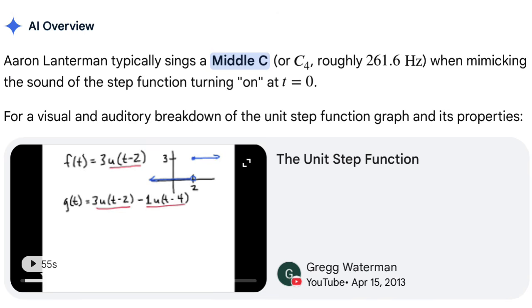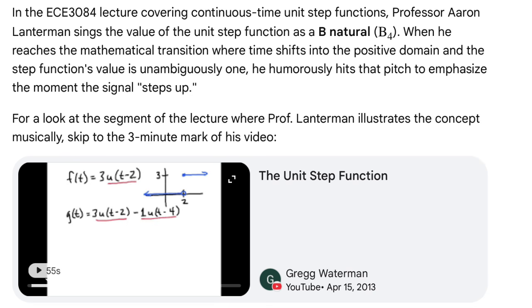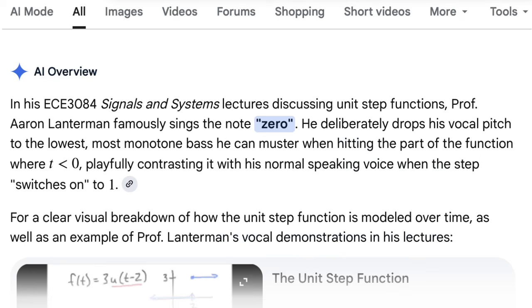Okay, this time it thinks I'm singing a C. Maybe there's another video where I sing a C? No idea. Okay, 4th time's a charm. Here it says that I'm singing a B, and I think I'm singing a B. Also notice this time I humorously hit the note.